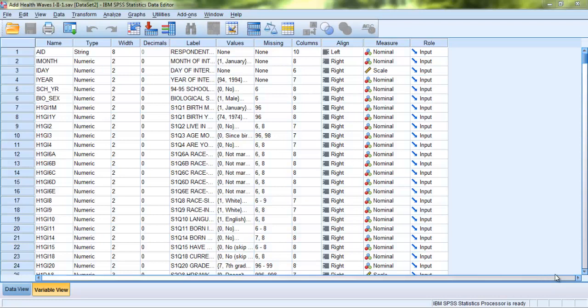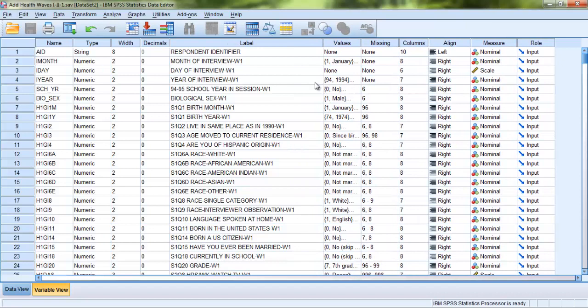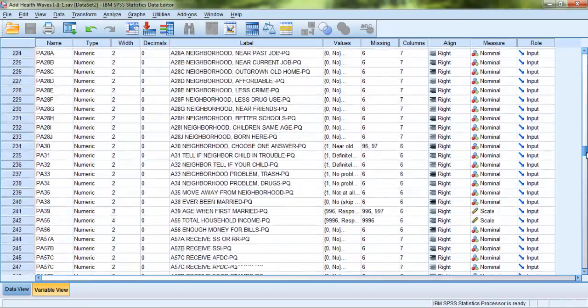In the AdHealth dataset, there are these two variables for gang membership and marijuana use. Both of those appear in wave 2, so that means they're in the second half of the dataset. If I expand my labels, I'll be able to see what the variable names actually represent. For this example, both of these are going to be far down towards the bottom.